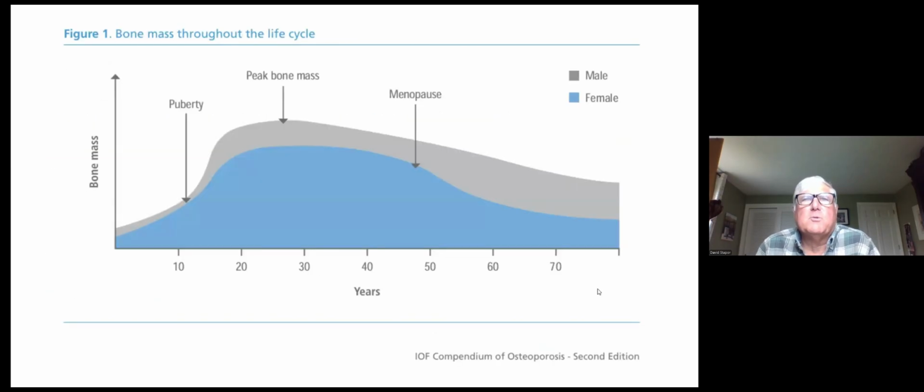Men and women both build up bone till about the age of 29 or 30, when you have your peak bone formation, and then you gradually lose bone over time. You can see the big dip in menopause for females. You lose about 2.5% or more of your bone mass in the first couple of years after menopause. Men go down a little bit more gradually, about 10 years later, and then men and women after the age of 75 lose bone at about the same rate.